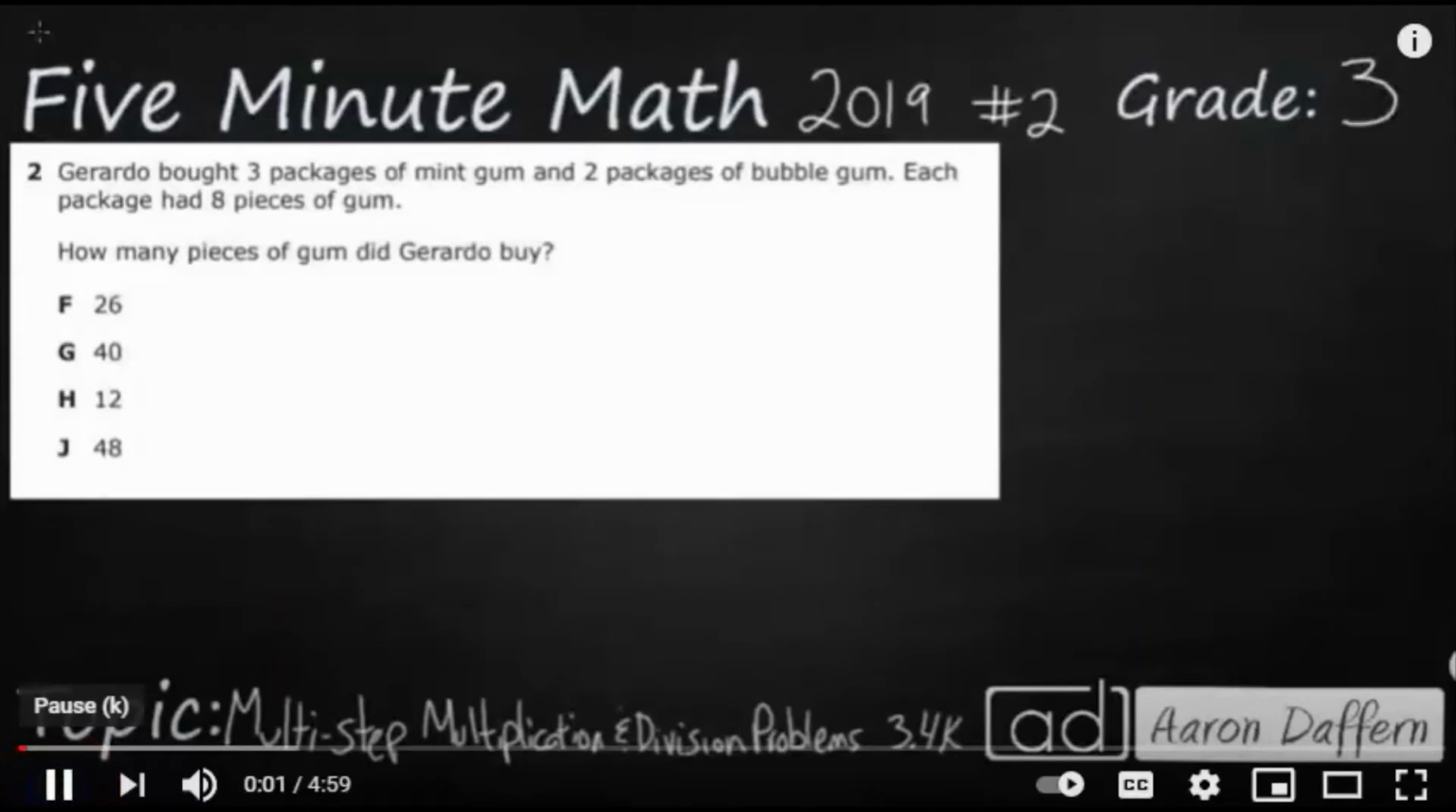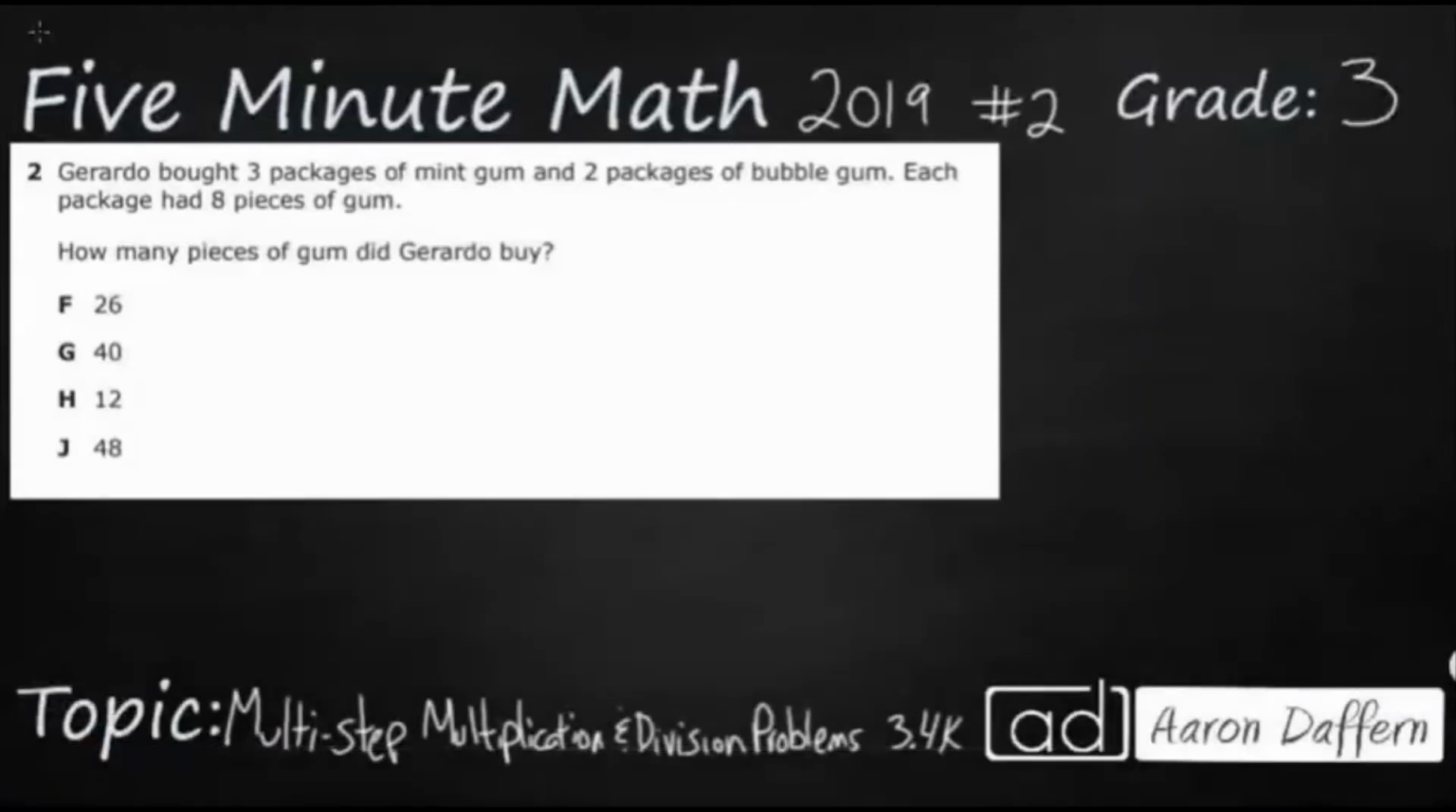Hello, and welcome to 5-Minute Math. Today we are looking at the third grade concept of multi-step multiplication and division problems. This is standard 3.4K in the great state of Texas. We are looking at the second problem of the 2019 released STAAR test. If you have not done so already, please go ahead and take a moment to pause the video, work this problem out on your own, and then unpause it. We will look at our answers together.